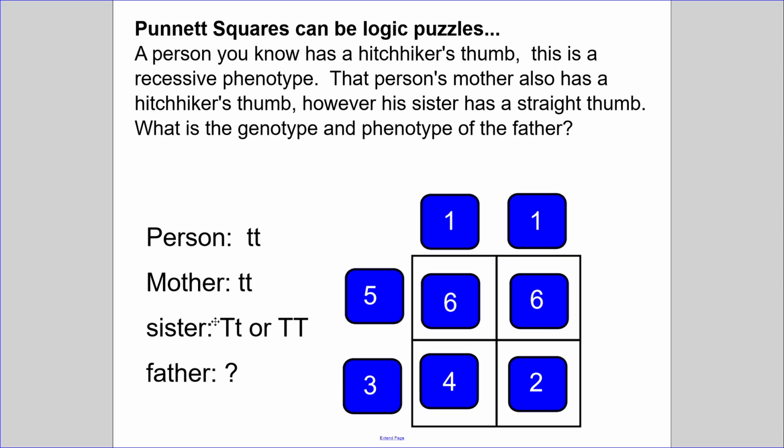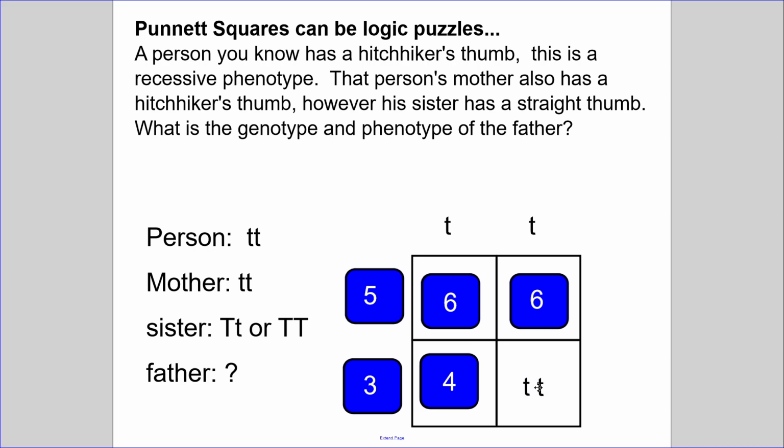So the sister has a straight thumb. We don't know if she's homozygous dominant, big T, or heterozygous. We just know that her phenotype has a straight thumb, and we don't know what the father is. So let's try to solve this. We know that the mother is little t, so let's put one of her little t's here and one of her little t's there. Now because of that, and we know that the person is little t, that means that they got this little t from mom, but they must have gotten another little t from somewhere, which means they got it from their dad. So we now know that at least one of the alleles of the father is little t.